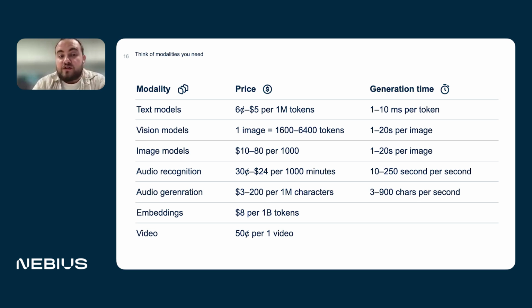You can also get different generation times. There are also vision models. They're quite the same in terms of pricing as text models. The only difference is that one image is usually counted as some specific amount of tokens. There are also image models, where you generate an image instead of putting it into the input. In this case, there are also a lot of options, as well as in other markets like audio recognition, audio generation, and so on. So let's decide: I'm building an application, and I want a text model.